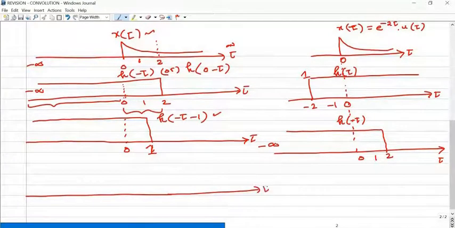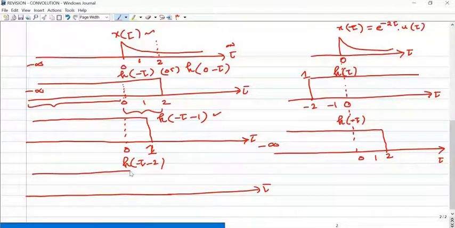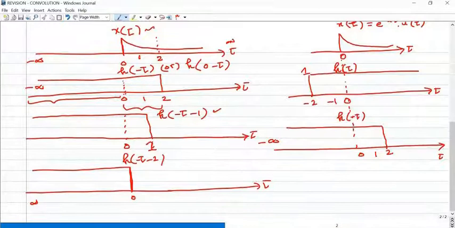Next step. Further try to shift your signal to the left side. That is h of minus tau minus 2. Your signal starts exactly from 0. Now at tau equal to 0, exactly the overlapping starts. Okay.